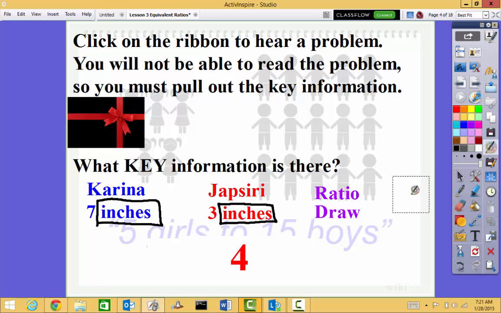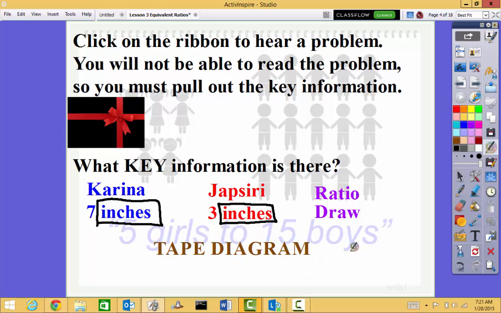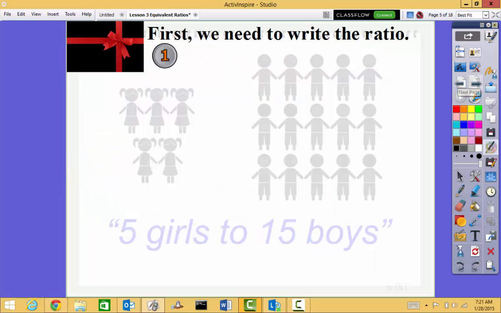So we're not going to write, we're not going to solve, we're going to draw. And our last clue asked what it is that we're going to draw. We're going to draw a tape diagram. Okay, on Socrative, I would like you to select A, B, C, or D. What ratio describes Karina's ribbon to Japsiri's ribbon? You have 10 seconds.